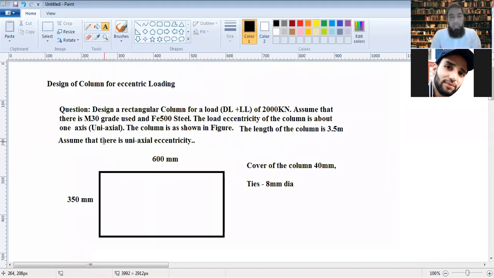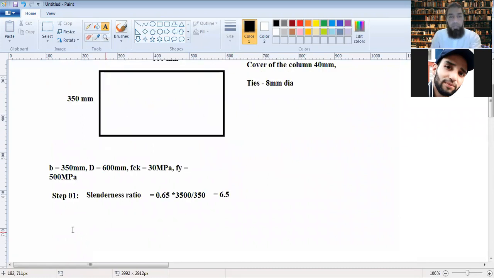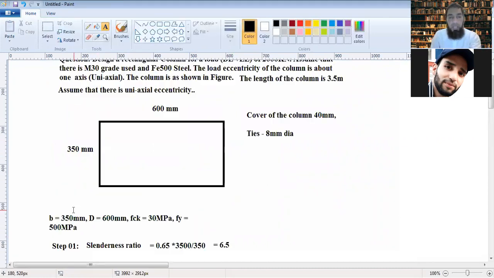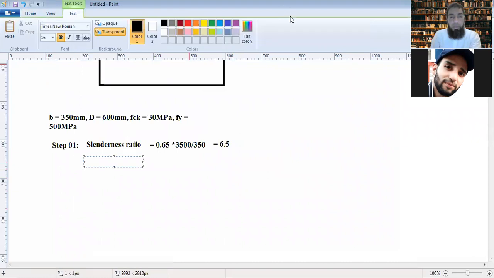Now, it's given in the question that you have to assume a uniaxial eccentricity here. So you need to calculate the eccentricity. But before going into that, we need to first of all calculate how much is the reinforcement. Either we assume it or we determine it on the basis of the concentric loading. So here it's a short column. That's proved. Step number two, now you determine the longitudinal reinforcement.